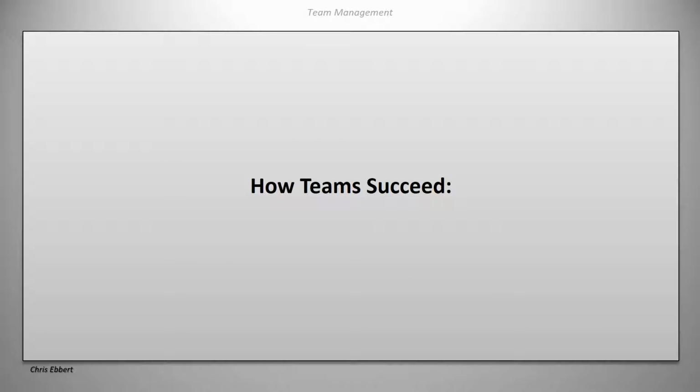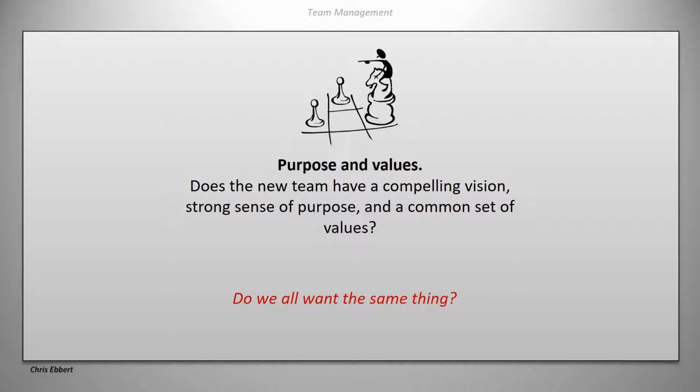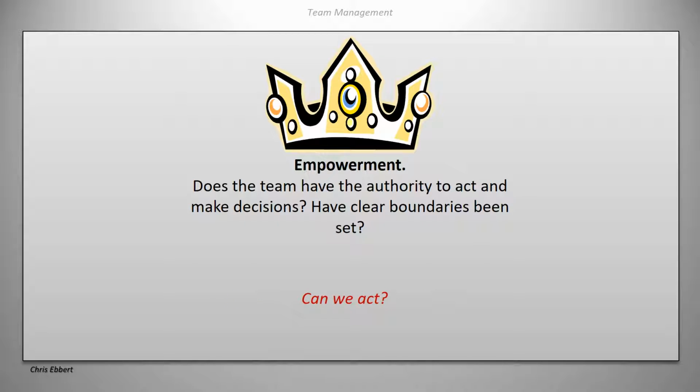And this is how they succeed. First of all, do we all want the same thing? There has to be a purpose of the project and there have to be values that everybody subscribes to. So if the team has a compelling vision, a sense of purpose, and a common set of values, it should work. Can they act? The word for this is empowerment. So if the team has the authority to act and make decisions, it should work out. But if they're completely constricted, well, it may not.